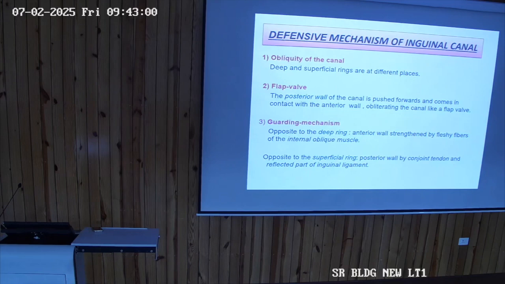Now guarding mechanism is opposite to the deep ring. It is strengthened by the internal oblique muscle, and the structure which is strengthening the superficial ring is the reflected part of the inguinal ligament. So if you remember, there was the reflected part of the inguinal ligament at the medial end along with the conjoint tendon. So they were strengthening the superficial ring.